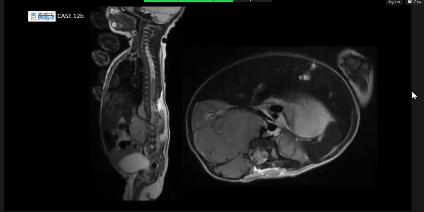The lesion is noted in the retroperitoneum in the paravertebral region on the right side. The lesion is displacing the right kidney anteriorly, and there is evidence of extension into the spinal canal. There is heterogeneous signal within the spinal canal, and also its extension within the spinal canal.